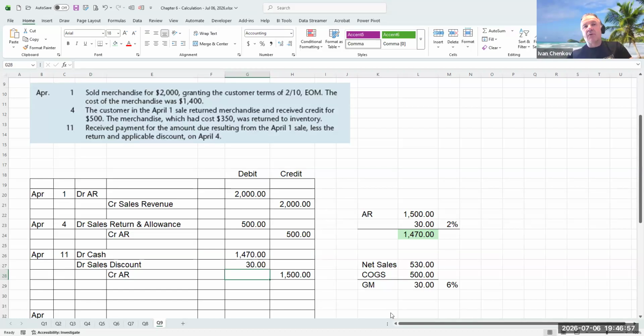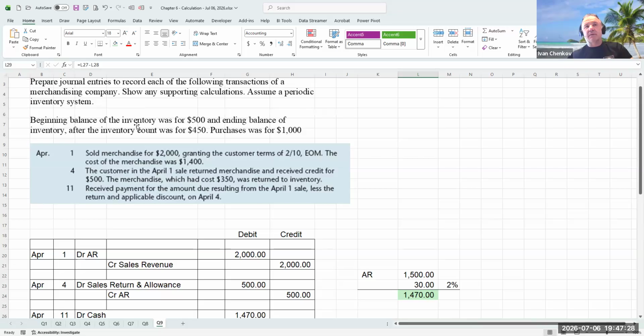Now, if we want to calculate our net sales, in this case it is going to be equal to 2,000 minus 500 return allowances minus $30 discount. Our net sales is $1,470, which matches the cash. That's sales. Now, how are we going to get the cost of goods sold? That's the big question here. How are we going to get cost of goods sold?